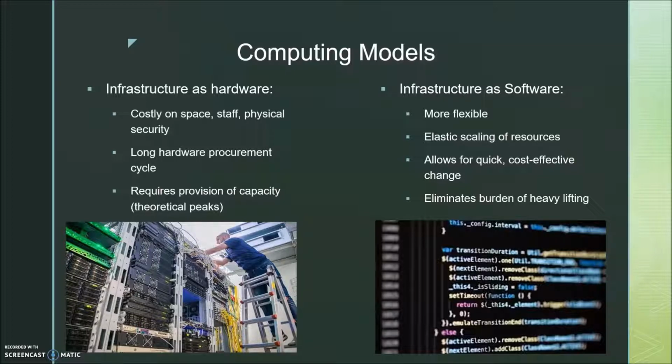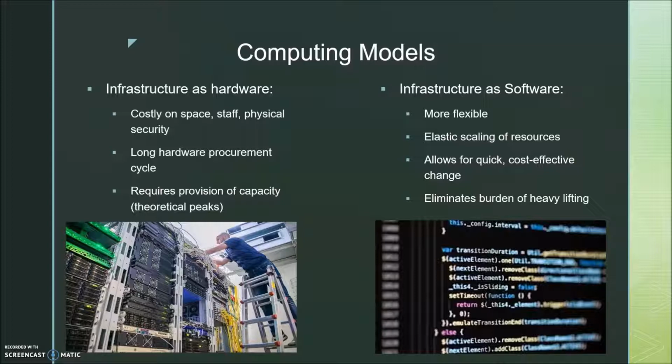There is also a long hardware procurement cycle, meaning it can be time-consuming for a business to actually acquire all of the hardware that it needs to grow or start its business. There are also theoretical peaks or provisions of capacity on these hardware systems, meaning there may be upper limits for a business on how much hardware it can have at a given time.